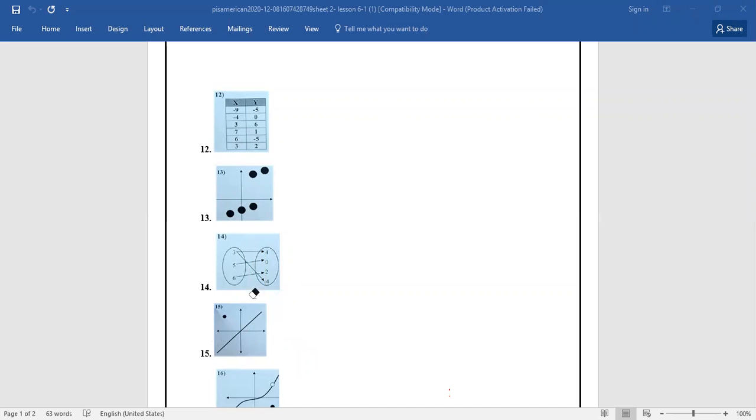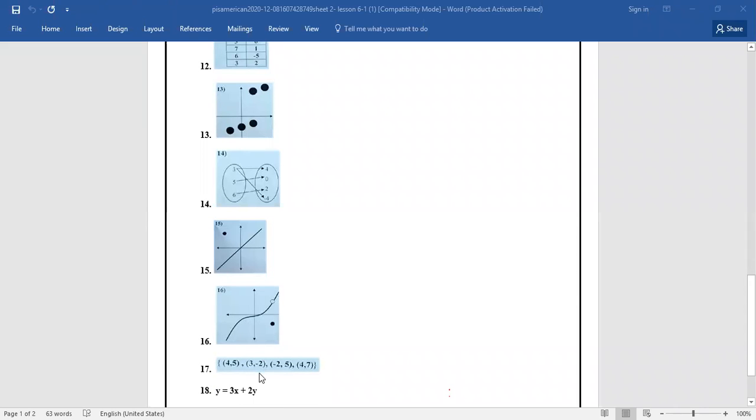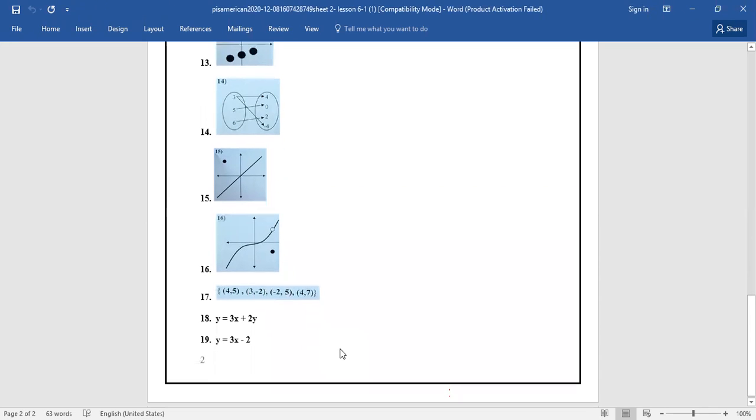This question is a graph. So what do we have to do? Vertical line test. We will draw the vertical line test from any position. It will intersect only at one point, so this one will be a function. Let's continue to the last question. This one, vertical line test, so it will not be a function. (4, 5), (3, -2), (-2, 5), (4, 7). We note that 4 repeats 2 times. Then this one will not be a function.